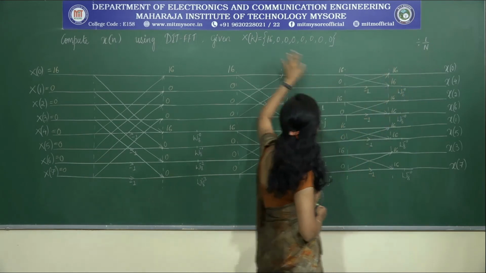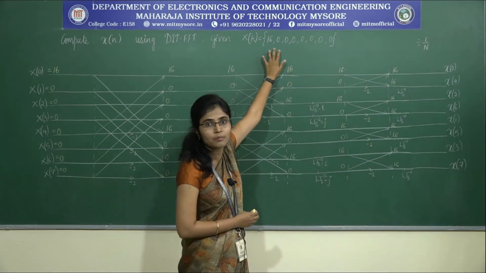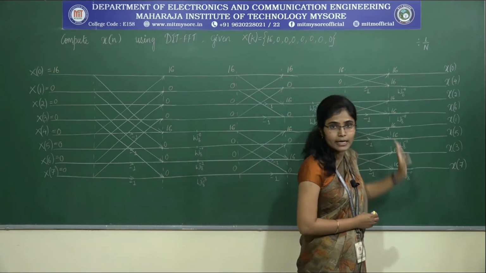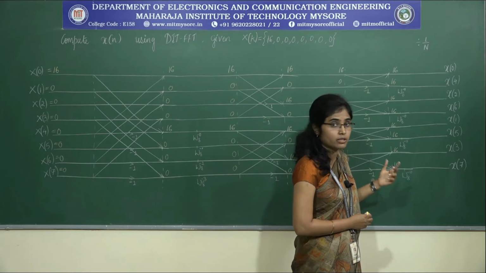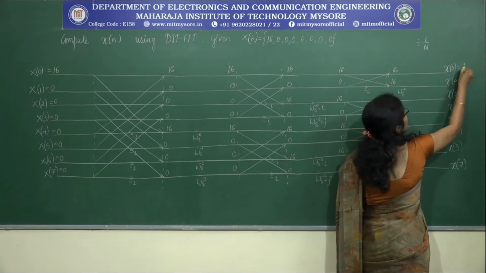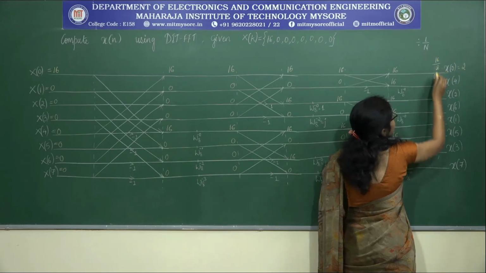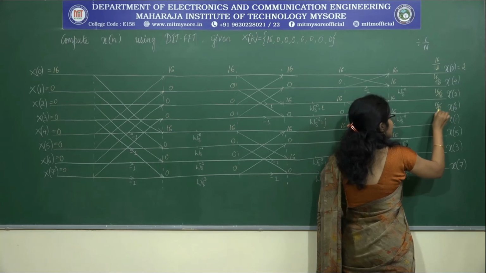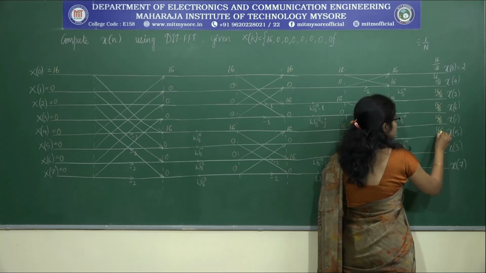So what is the value of n according to the given data? How many samples do we have? 8 samples. So if I divide 16 by 8, what is the value which I am going to get? 16 by 8 is nothing but equal to 2. So this gives us 2. So after this it is 16 by 8. The value of n is 8, not 2.